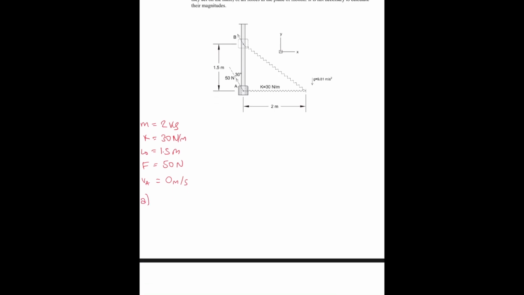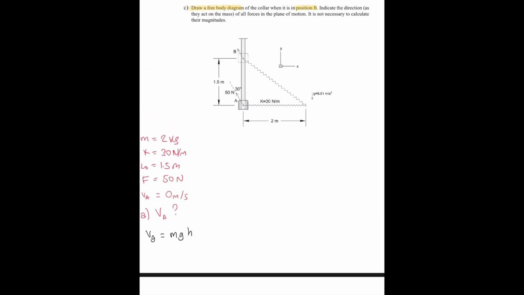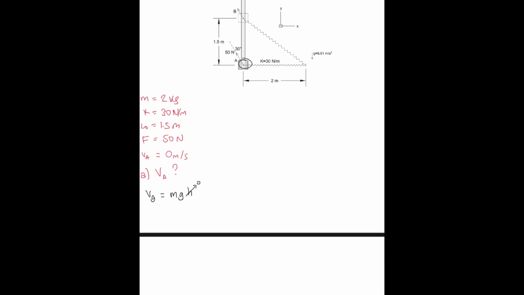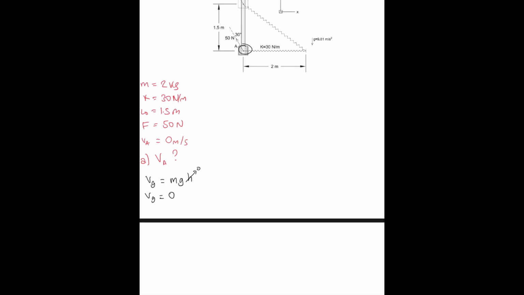Now for our part A, we want to know the potential energy at point A. First things first, the gravitational potential energy is going to be equal to mgh, but at point A we're going to say that h is equal to 0, so Fg is equal to 0.